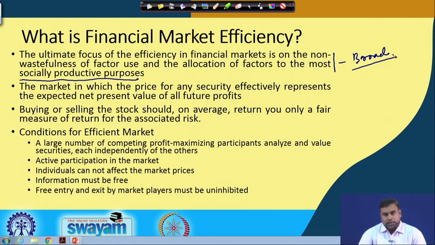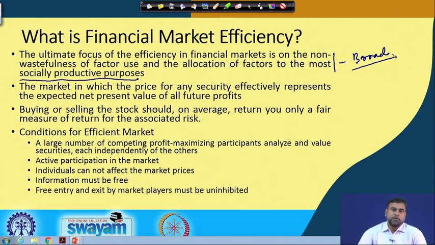But in a deeper sense, to understand what exactly market efficiency is, look at the second point: the market in which the price of any security effectively represents the expected net present value of all future profits. Whenever you talk about the market, we get a price for any kind of product which is available in that particular market.